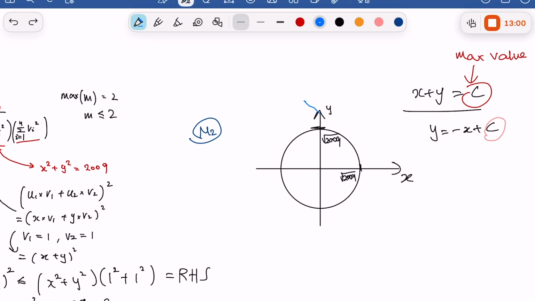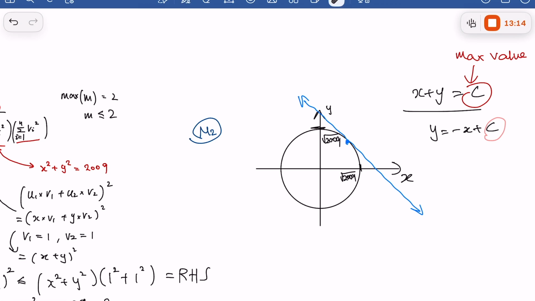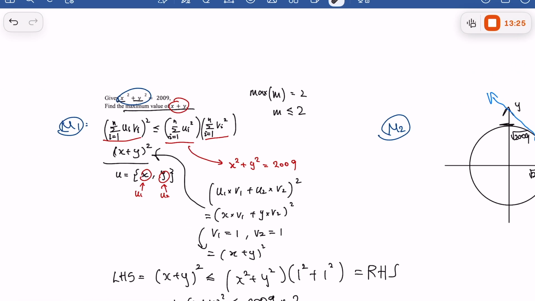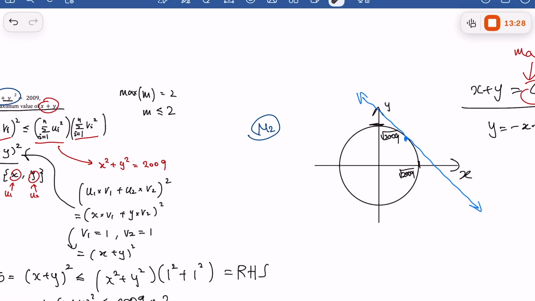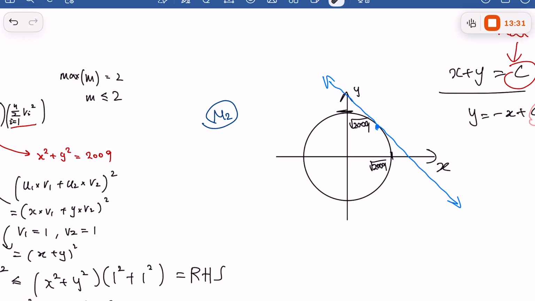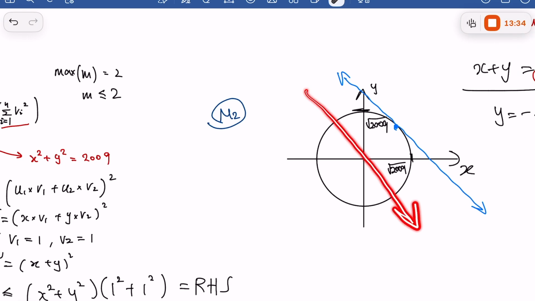When this happens, it would just touch the circle at one point. Because if you think about it, if you move the line to the right, it just doesn't touch the circle anymore, so it doesn't satisfy how x squared plus y squared equals 2009, right? But if you move it to the left, like this line, it will still satisfy the equation, but the x-intercept wouldn't be maximized. So that's how the line should be a tangent to the circle.